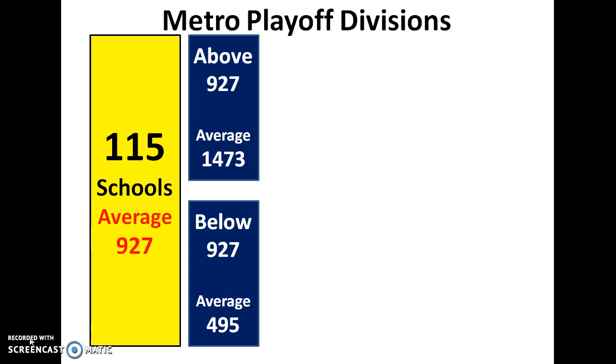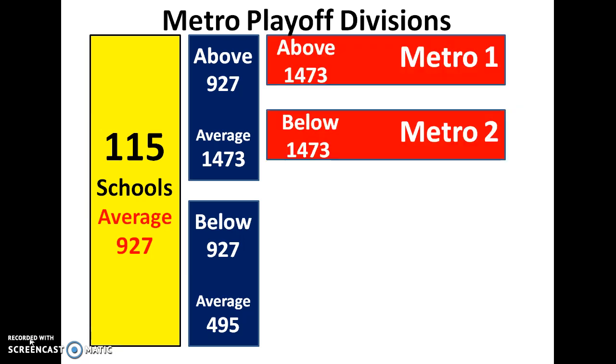Take the top half and average it again. The average enrollment of the top half of these schools is 1,473. Any school at or above 1,473 will be considered Metro Division 1. Any school below 1,473 would be considered Metro 2.